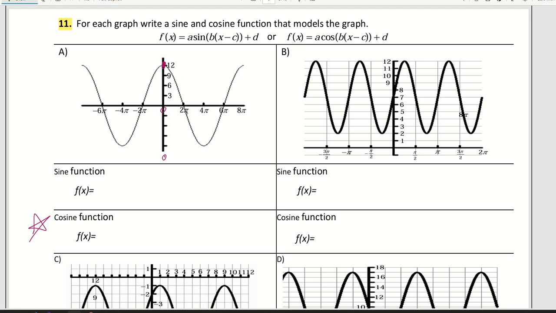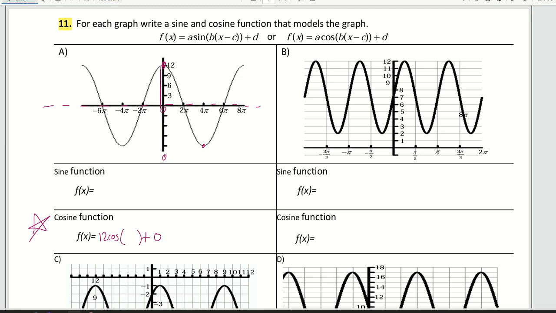All right, so I'm looking for where the midline is. Well, the distance between these two looks to be right here. So it looks like the midline is 0, so it's going to be plus 0. It looks like the amplitude, the distance from the midline to the peak, is 12. So it'd be 12 cosine.